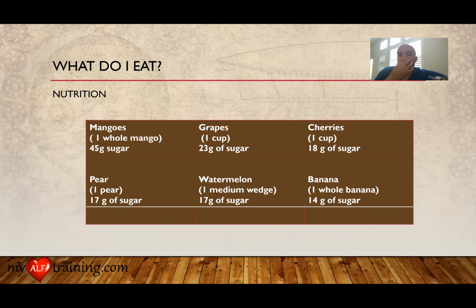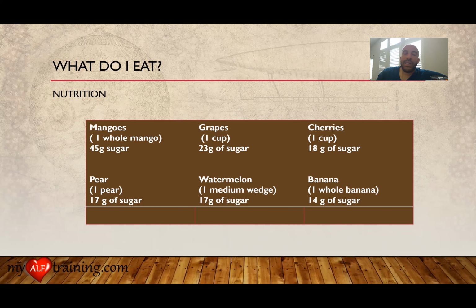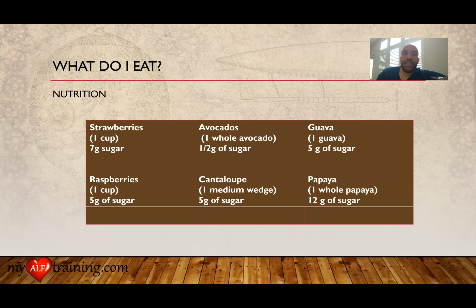For example, here, you see these 6 fruits and their sugar level and serving size. Common serving size is 1 cup of grapes, a cup of cherries, 1 whole banana. These are foods that to me and you, or patients without diabetes, would not be a problem. But in comparison to these foods, you can see the sugar level in the previous foods is much higher than these seemingly similar foods.